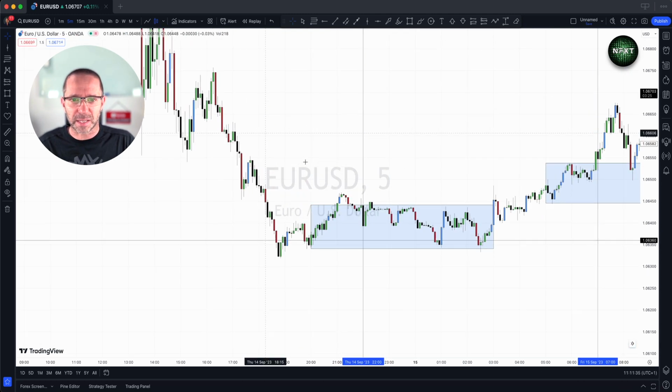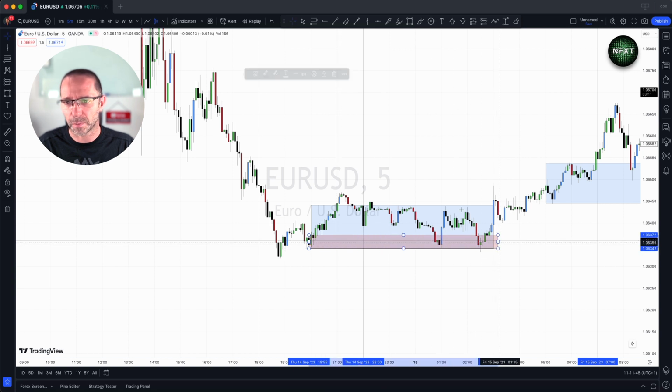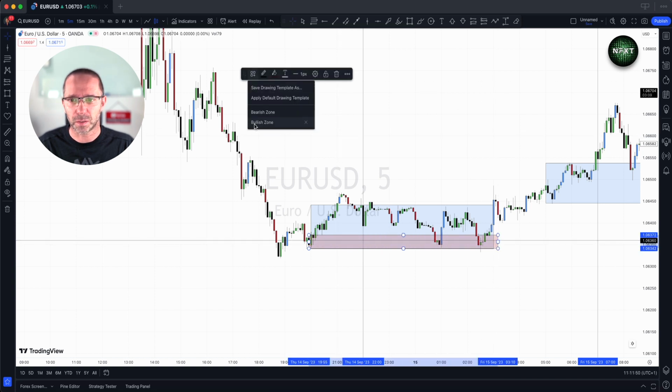So again, like I said, we were looking at a potential sell off this zone here of supply, but we formed this bullish one first so we don't take it. So this is my order flow. Now to the upside, we have this bullish area here. We can mark that out as a bullish order flow.